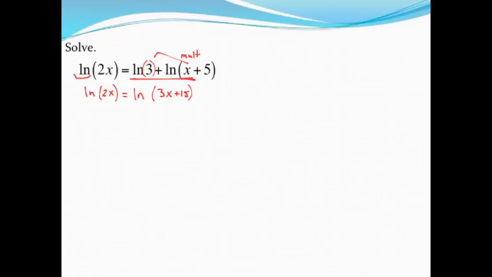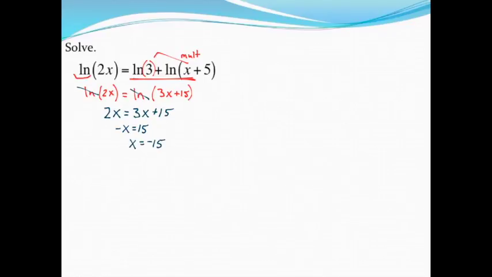And like our last example, what I'm noticing now is I have the same exact thing on both sides. I have natural log. So I'll cancel that out. I'll ignore it. And I'll just worry about making 2x equal to 3x plus 15. When I solve this equation, I can subtract that 3x and get negative x equals 15, and then divide by negative 1, so I get an answer, an x value of negative 15.